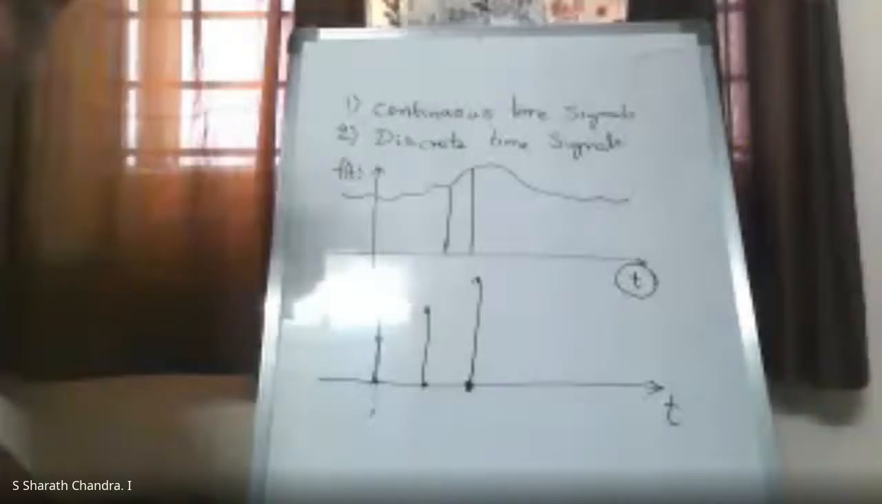And for discrete time, the amplitude between any two time instants is not defined. If I consider 0 and 1, here the amplitude is defined and here the amplitude is defined, and there is nothing defined at the points between these two values. Similarly, only at certain instants of time are amplitudes defined. In such a case, I call them discrete time signals.